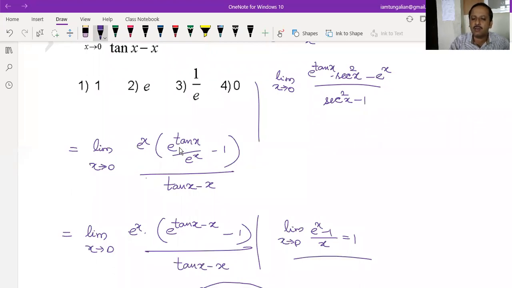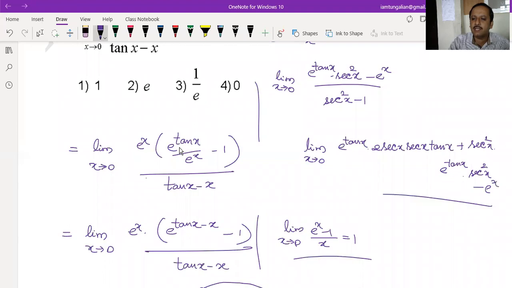So now if I use L'Hospital's rule, limit x tends to 0, e power tan x into derivative of secant square x, which is 2 secant x into secant x tan x, plus secant square x into derivative of e power tan x, which is e power tan x into secant square x, minus derivative of e power x, which is e power x, divided by 2 secant x into tan x. This much you get. Now if I apply the limit, still you are going to get 0 by 0. Again, you use L'Hospital's rule.